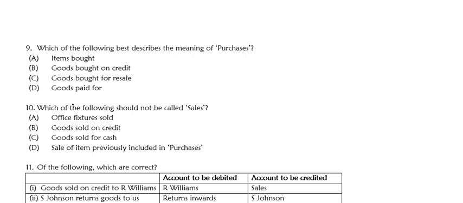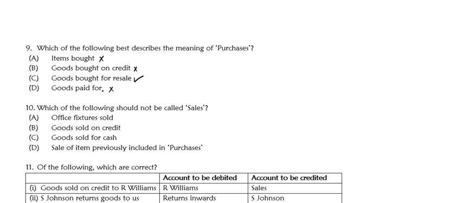Items bought? No. Not every item that is bought is a purchase. Goods bought on credit? Yes, purchases can be goods that are being bought on credit, but not only on credit, because there can also be cash purchases. Goods bought for resale? Yes. Goods paid for? Not really. So which of the following best describes? Yes, these may all be right, but which one best describes.